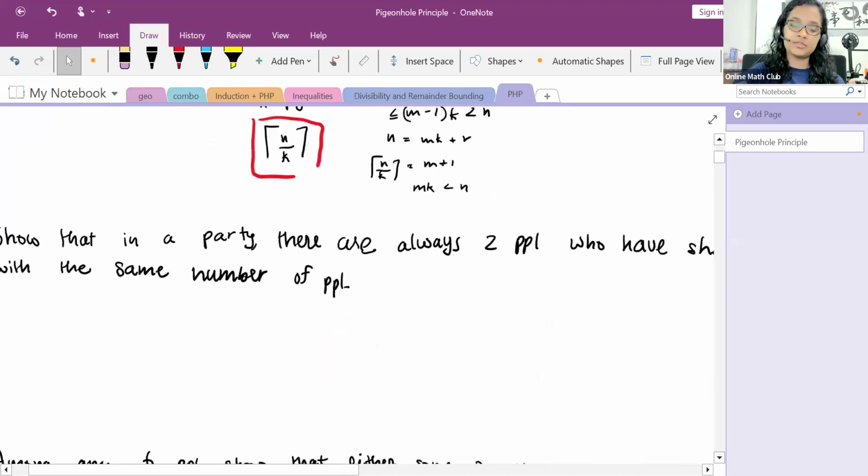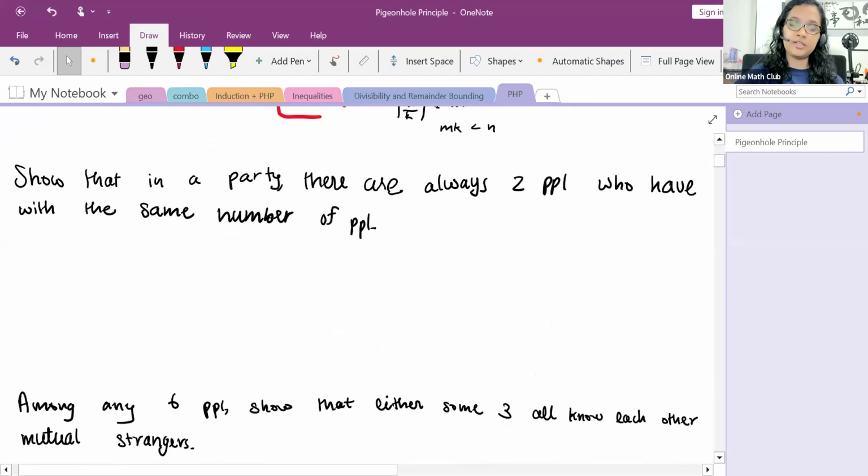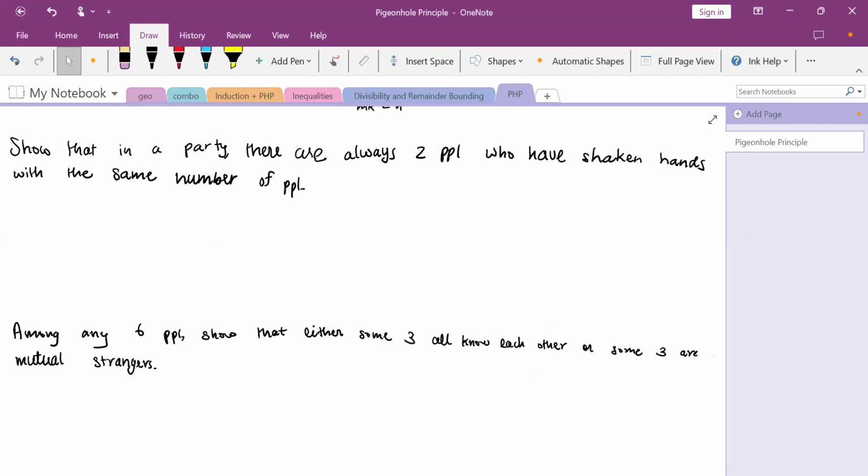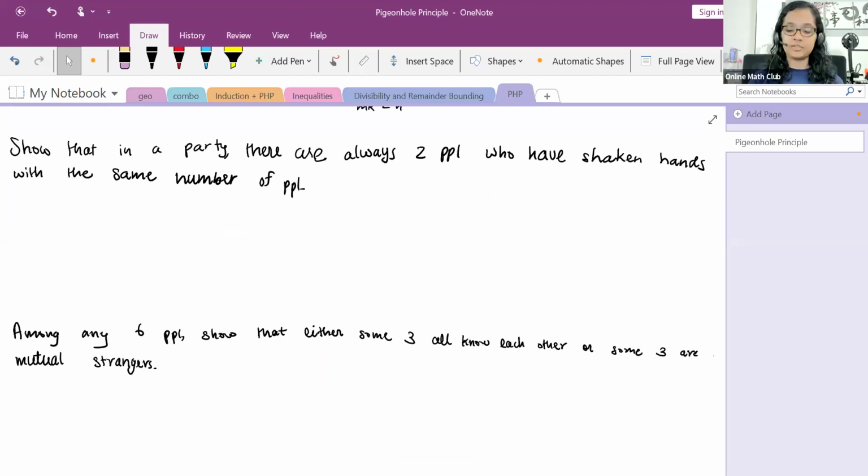So the first problem is this: show that in a party there are always two people who have shaken hands with the same number of people. So basically you have n people, everyone shakes hands with some number of people, and you want to show that there are always some two people who have shaken the same number of hands. So you can try this. And feel free to speak up if you have any ideas.